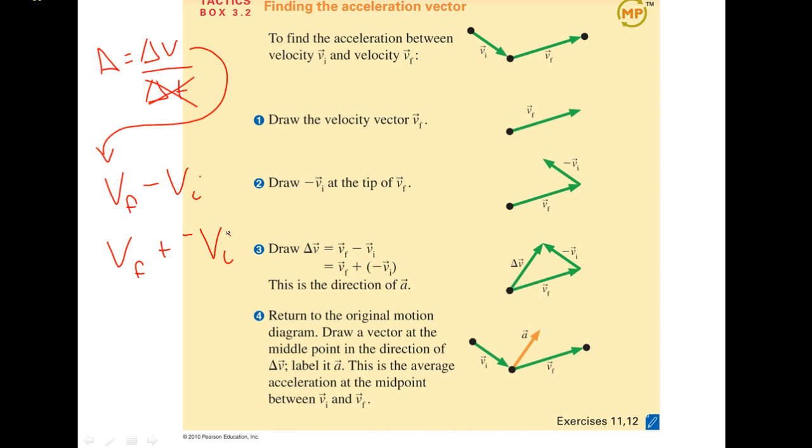And so I know I've got to flip my V initial vector. Once I do that, my acceleration vector is going to be the resultant of that vector addition. We're going to continue on with this idea today. When we talk about things moving on a hill, we're going to talk about resultants, triangles, and centripetal acceleration and exactly what that is.